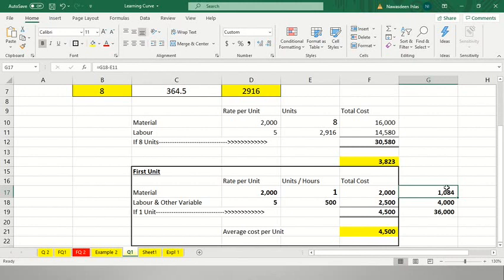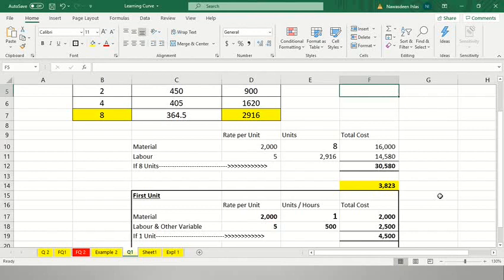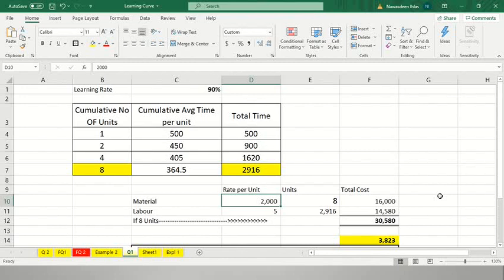Now here you can see, now they are asking the cost of 8 units. So per unit material cost will be 2000. 8 units it will be 16,000.